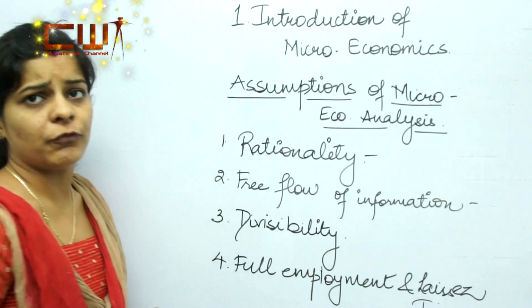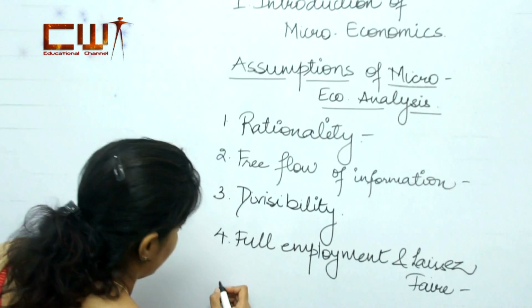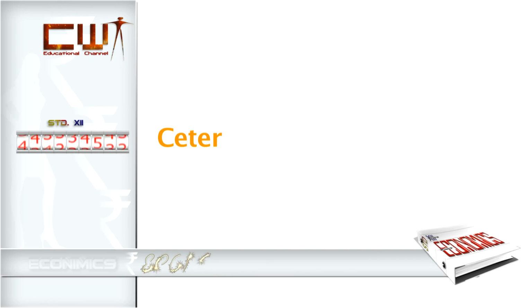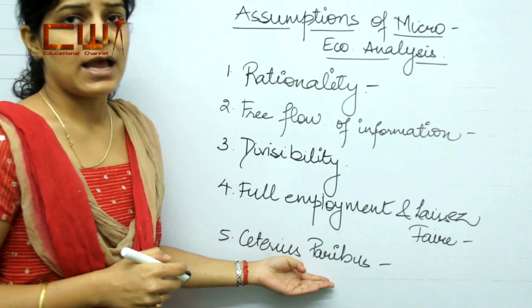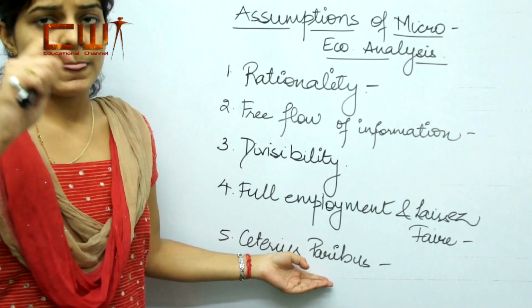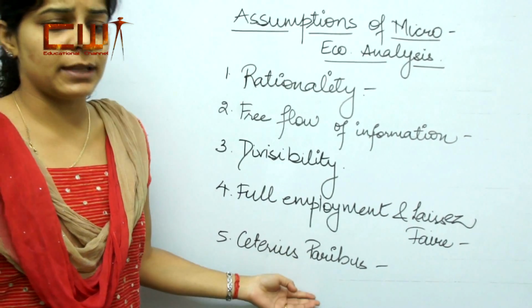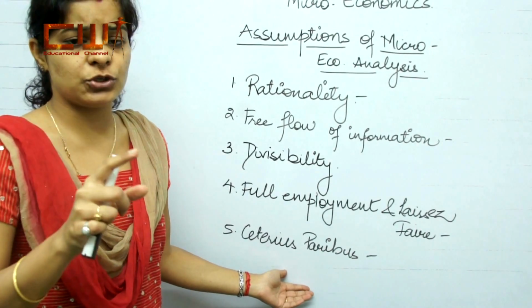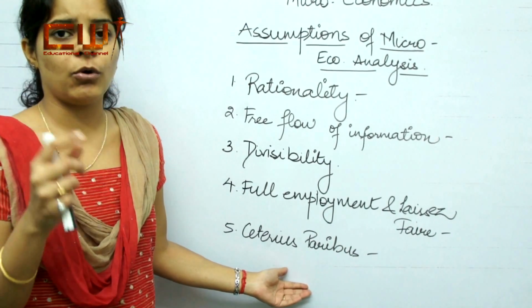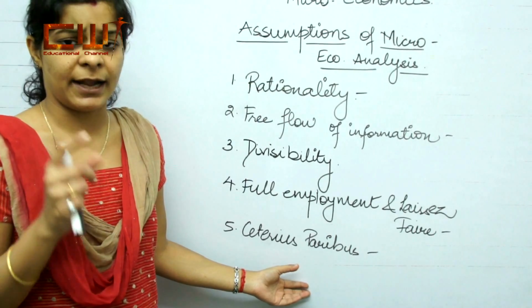That there is full freedom in the economy, right? Next assumption that is talked about is ceteris paribus. Ceteris paribus means other things remaining constant. When you talk about demand and supply, there are many factors which are compelling you or which are acting as a guiding force.